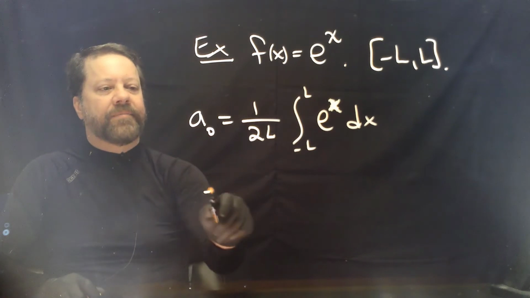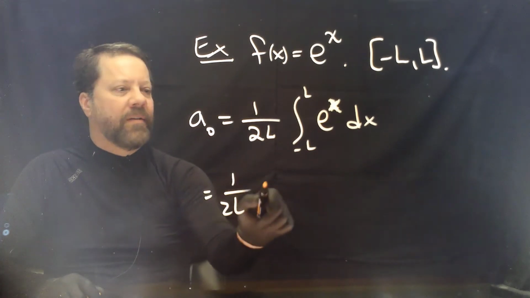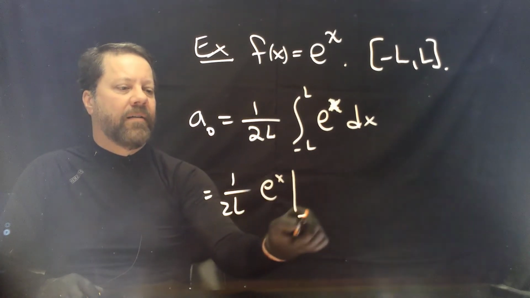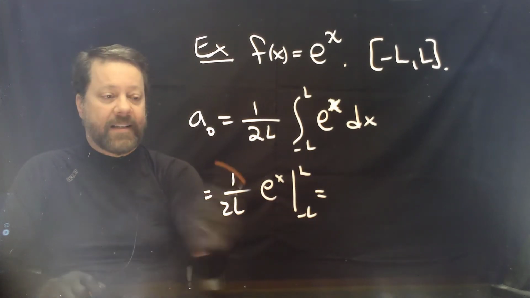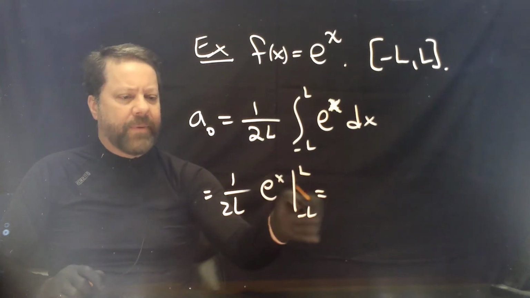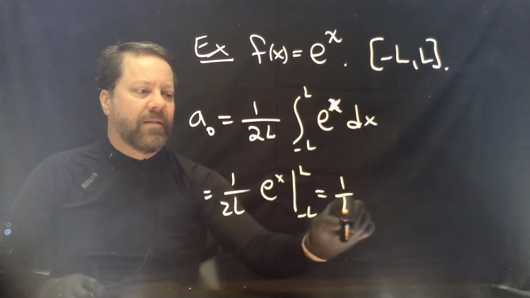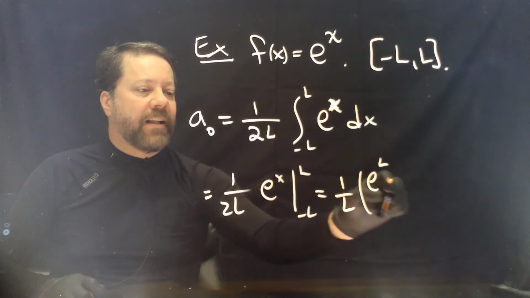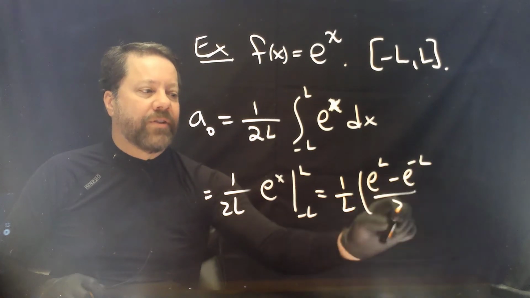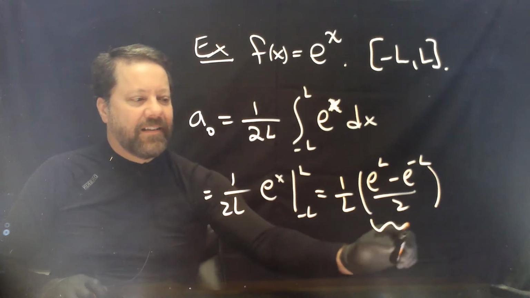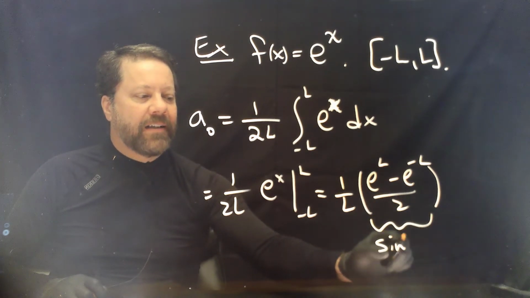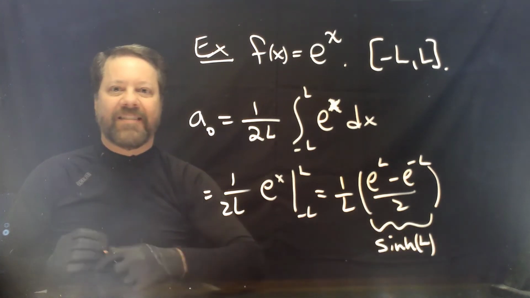This gives the antiderivative of e to the x is e to the x. Evaluate the endpoints and subtract. We'll have e to the L minus e to the minus L over 2. And this is the hyperbolic sine of L.